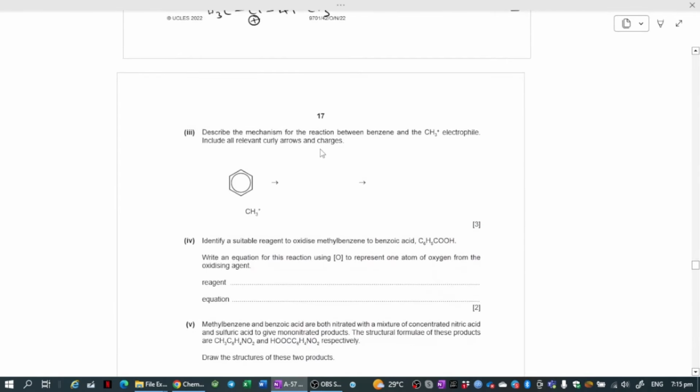Then they say, describe the mechanism for the reaction between benzene and the CH3 plus electrophile, include all relevant curly arrows and charges. So this is extremely important here. Your first arrow has to come from the aromatic ring itself, from the pi electrons. So from the circle to the carbon, and it's a full arrow. Then you have to show the formation of this intermediate.